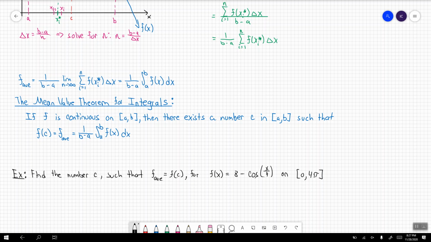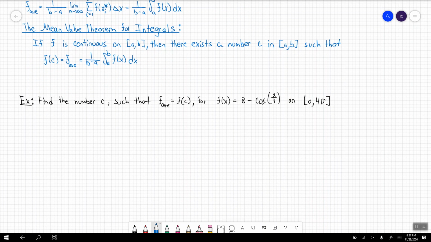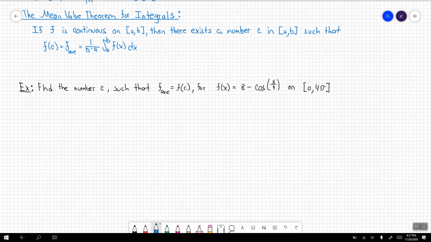In order to illustrate this, we're going to go on to this example that says find the number c such that the average function is equal to f of c for this given function, which is 8 minus cosine of x divided by 4 on the interval from 0 to 4 pi. So in order to do this, we're going to find the average first.